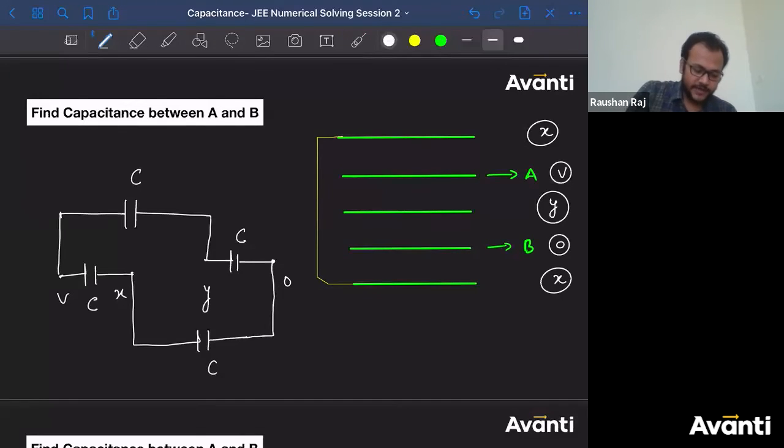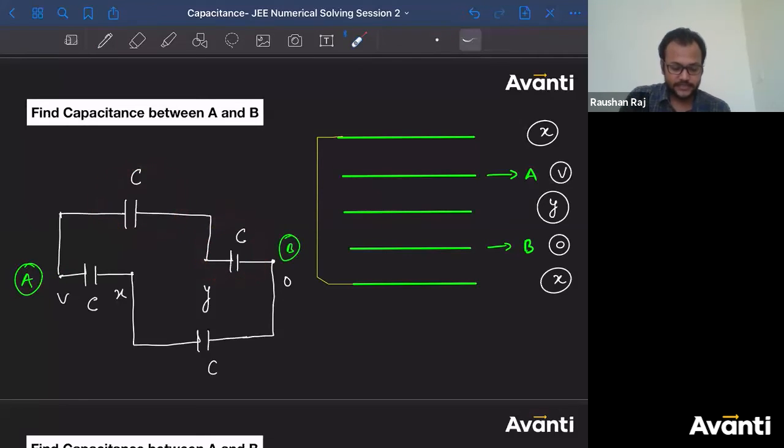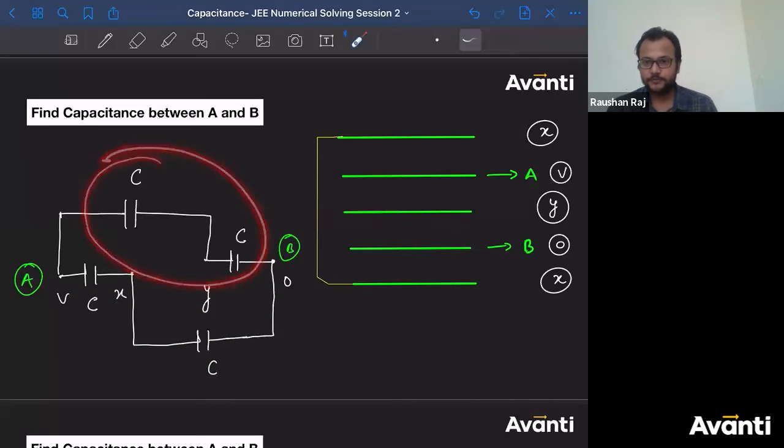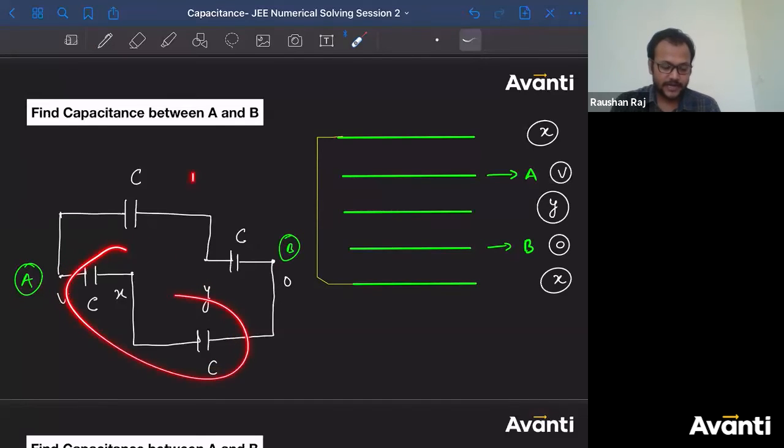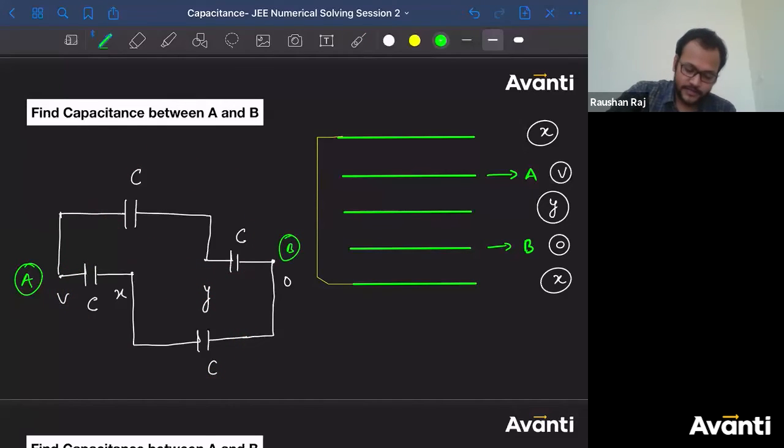So now can I say we have to find out the potential between this point A and this point B. For these 2 points, can I say these 2 capacitors will be in series, same charge, no branching? All right, these 2 capacitors are also in series, same charge will come here, same charge will come here, no branching. So the equivalent of these 2 will be C/2, the equivalent of these 2 will be C/2, and these 2 are connected in parallel with this. So what is C equivalent? C by 2 plus C by 2, that means C.